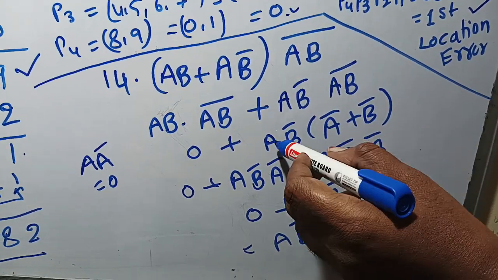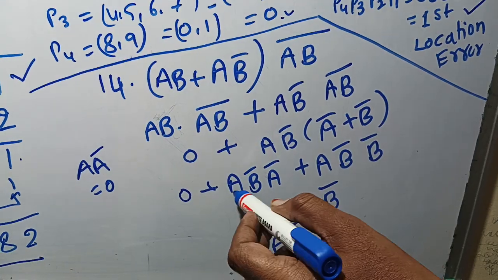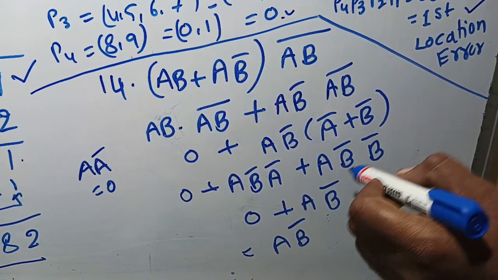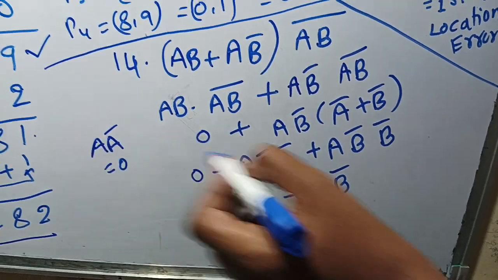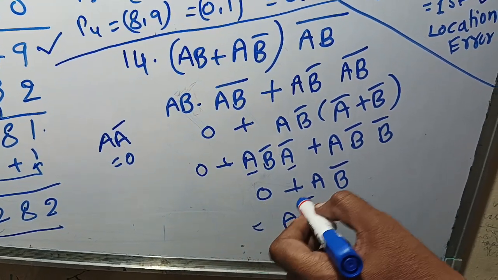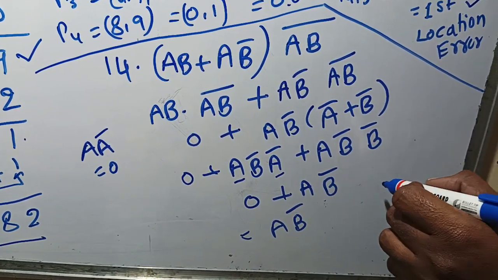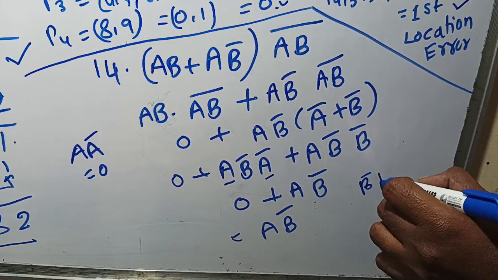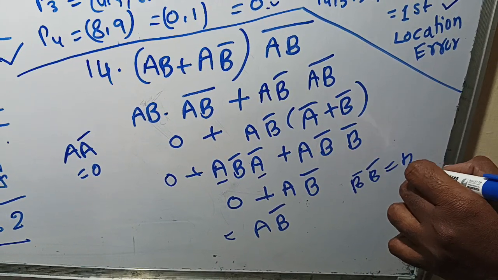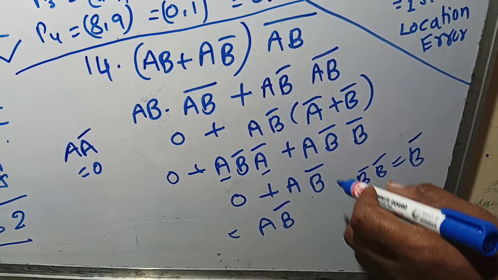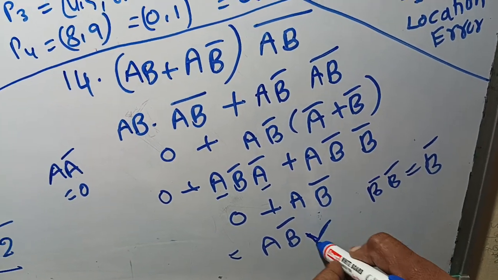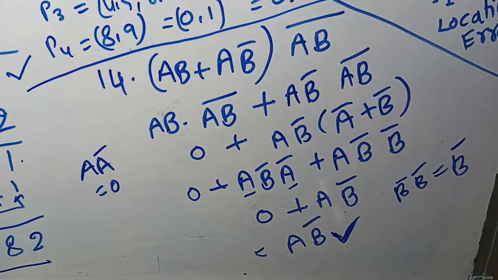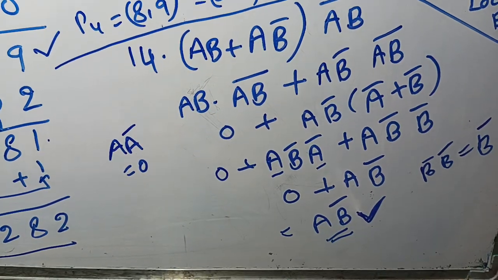I am multiplying AB bar into A bar plus AB bar into B bar. Again A into A bar is 0, same formula. 0 into B bar is 0, plus A B bar into B bar. Here B bar into B bar is B bar only. So A into B bar. 0 plus A into B bar. A into B bar. This is the simplified expression.